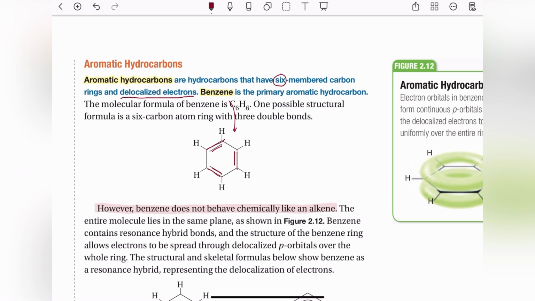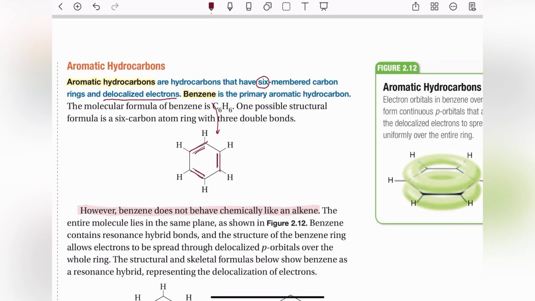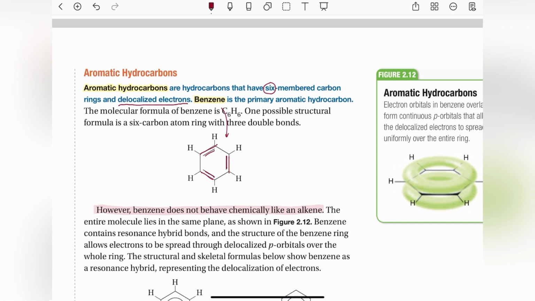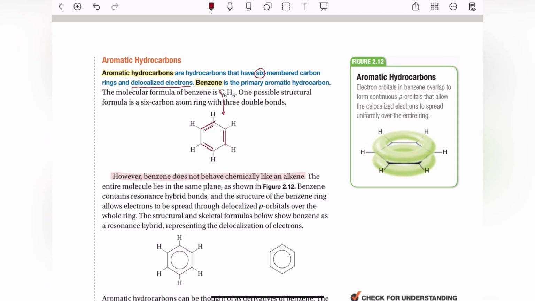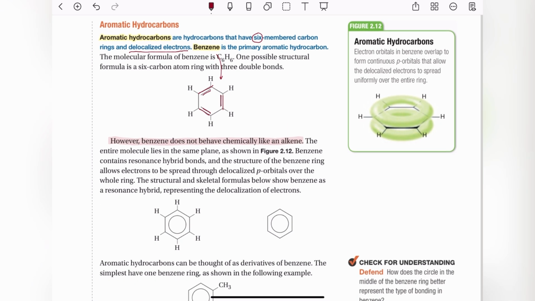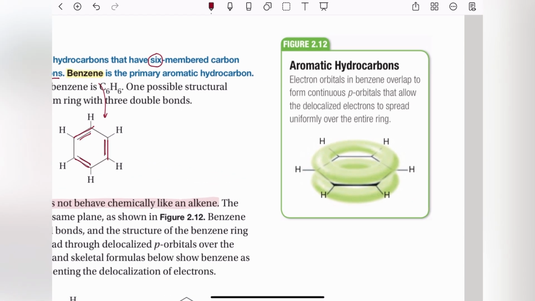The entire molecule lies in the same plane, as shown in figure 2.12, but benzene contains resonance hybrid bonds, and the structure of the benzene ring allows electrons to be spread through delocalized p orbitals over the whole ring. The structural and skeletal formulas below show benzene as a resonance hybrid representing the delocalization of electrons. So let's go to figure 2.12.